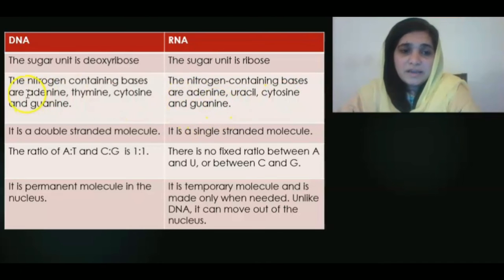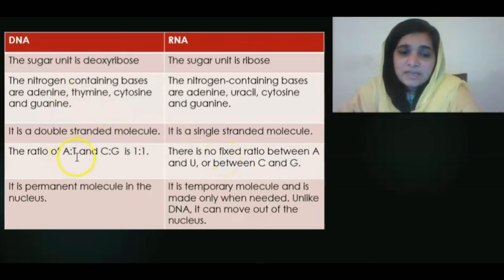So you can see here DNA contains adenine and thymine, while RNA contains adenine and uracil. Uracil is present in place of thymine in RNA. RNA contains uracil while DNA contains thymine. DNA is a double-stranded molecule, as I have already discussed. RNA is a single-stranded molecule. In DNA, the ratio of adenine to thymine and cytosine to guanine is 1:1, while in RNA, there is no fixed ratio between adenine and uracil.